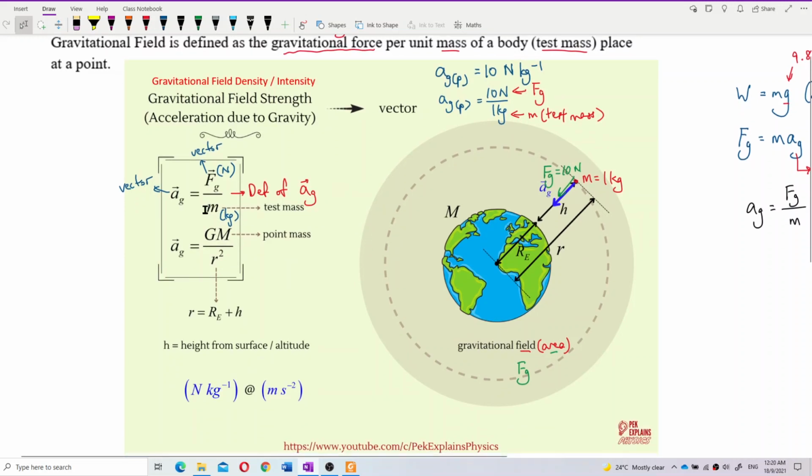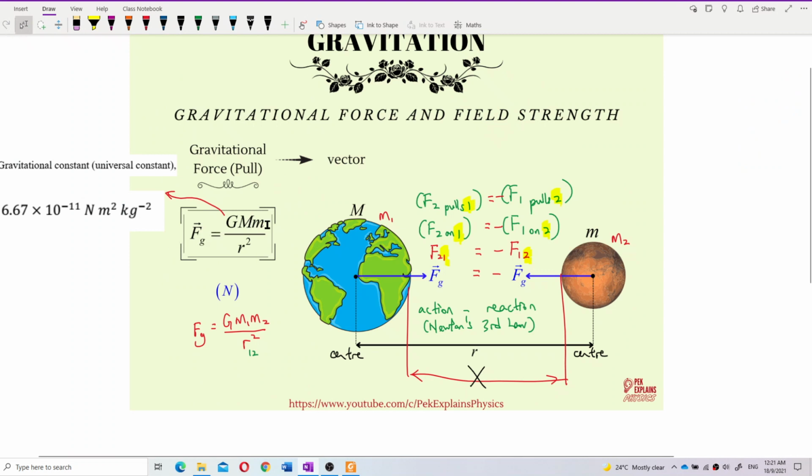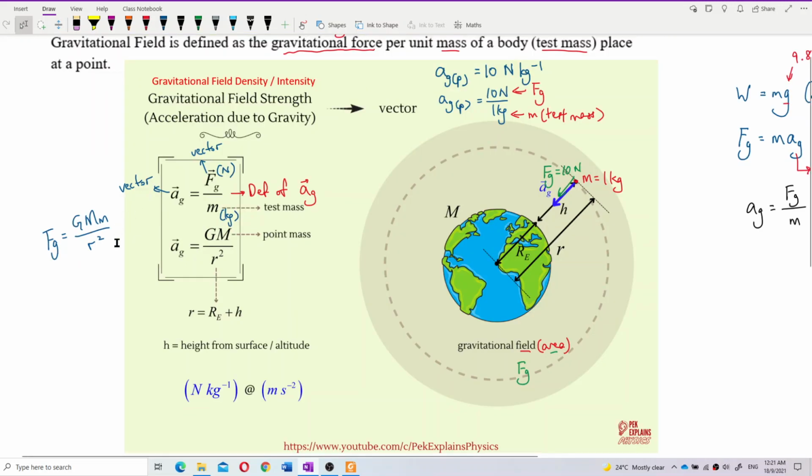So below here, this is the test mass. And just now the formula for Fg is GMm over r squared. So we put it into the formula of gravitational field strength, Ag. Fg divided by the test mass means the test mass is being cancelled off. So what's left is only GM over r squared. This is the final formula for gravitational field strength, which is equal to GM over r squared.